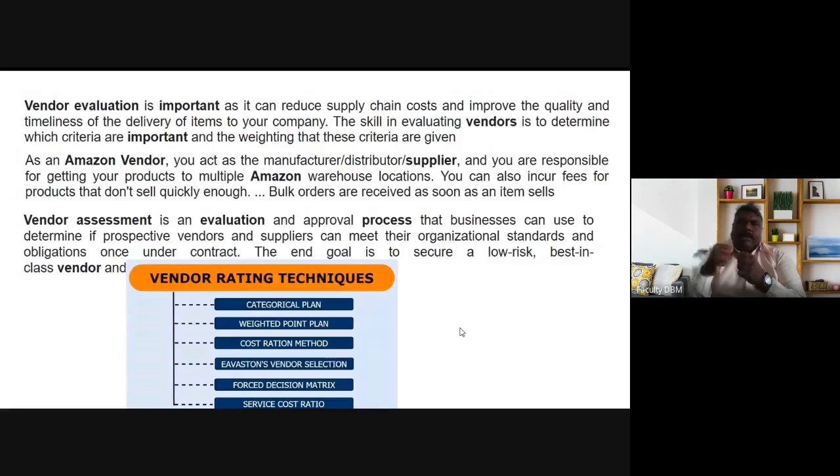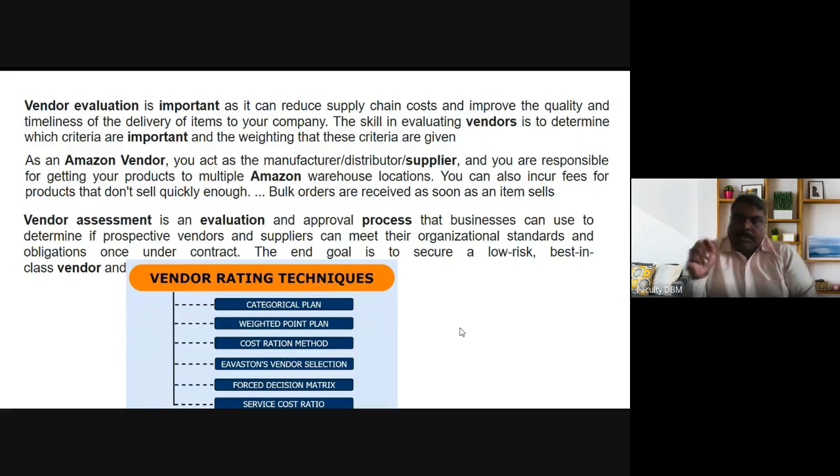If you are going to rate the vendor, then we can improve the quality and we can improve the timeliness of the delivery of items to our company. The skill in evaluating vendors is to determine which criteria are important. If you take cost, less cost is very good. High quality is very good. Delivery timings, if they are supplying us raw materials within the time, it is good. So which key performance indicator are you going to take, how are you going to go with your rating, and which vendor are you going to send the proposal to for the raw materials?